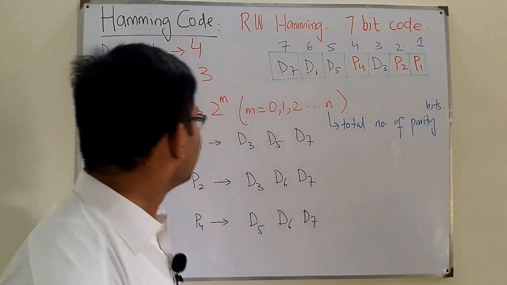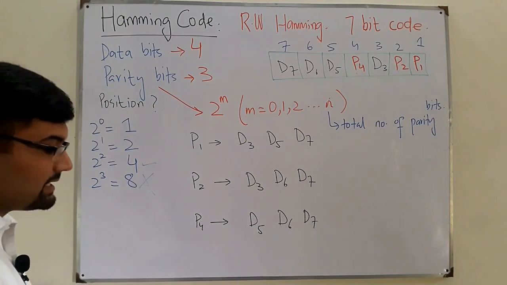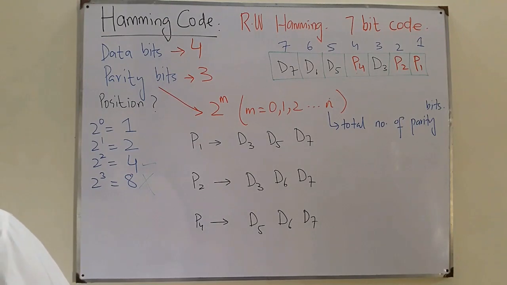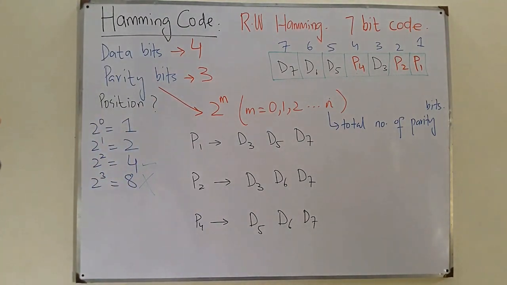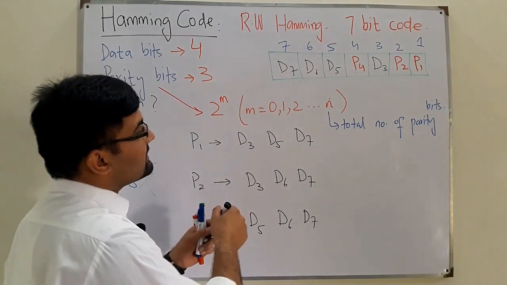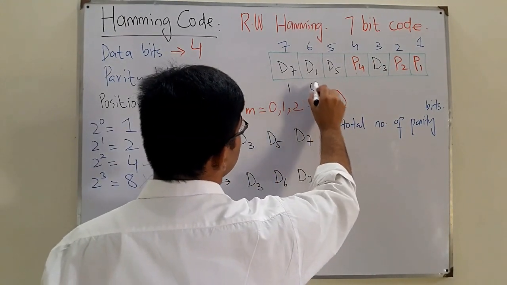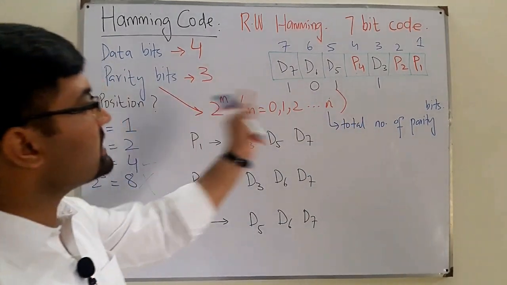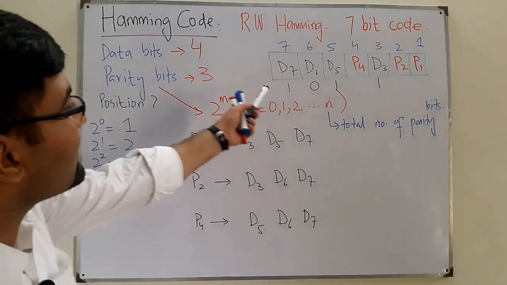Okay? So we've seen the even parity and the odd parity. Let's say we have an example, okay? 1011 is a number to be transmitted, let's say. So we place it in the data bits. Let's say this is a 1, this is a 0, this is a 1, and this is a 1. Alright, so if you have to transmit 1011, how do you transmit it with the help of a Hamming code? So for that, have a look now.